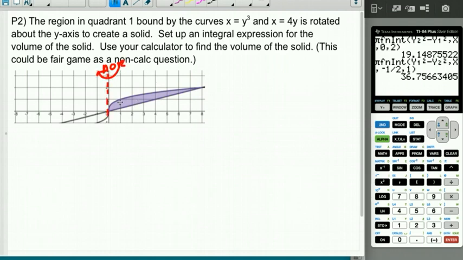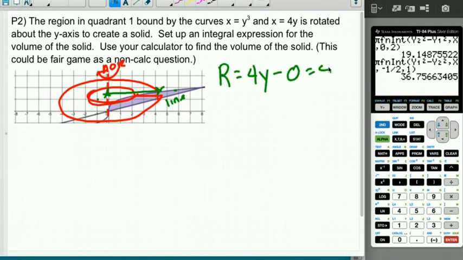So what's happening is I take a little slice here. This slice is rotating around this way to create a hole, and then this is the outside of the annulus. So my outside radius, my big radius, should be the line. This is the line minus the axis of rotation. So my big R should be the line, 4y, minus the axis of rotation, so it's just 4y. My little radius should be the one that is closer to that value, so that's the curve. So that's going to be the curve minus the axis of rotation, so it's just y cubed.